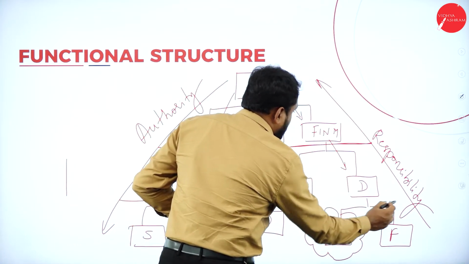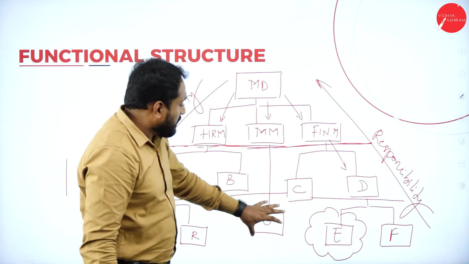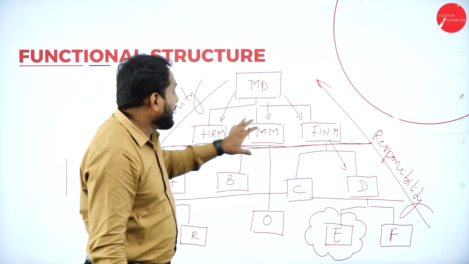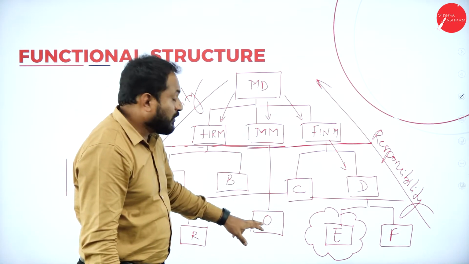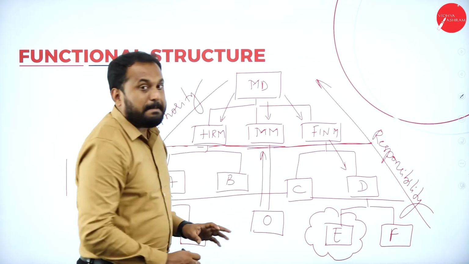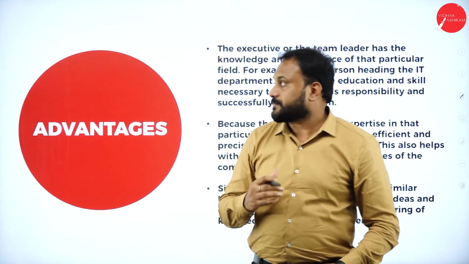Right? It's like this. So these are the levels of management, if you understand. O is actually the subordinate of all these three, but still he should only report to whom? He should directly report to the marketing manager. This is the functional structure which you people should know.